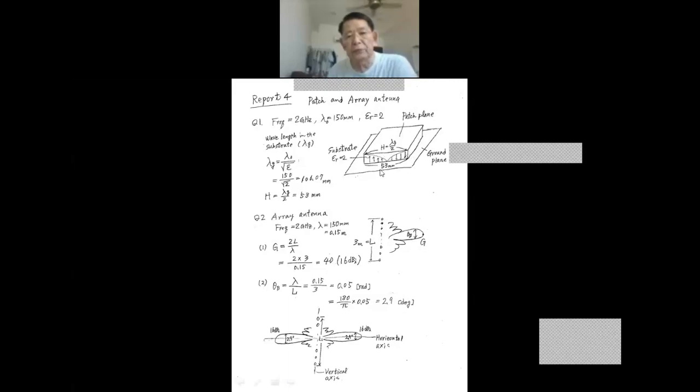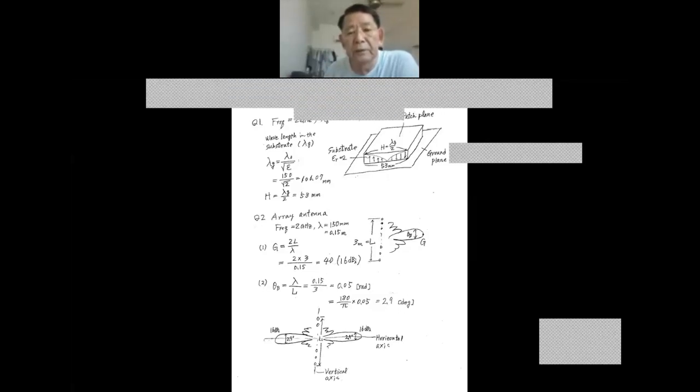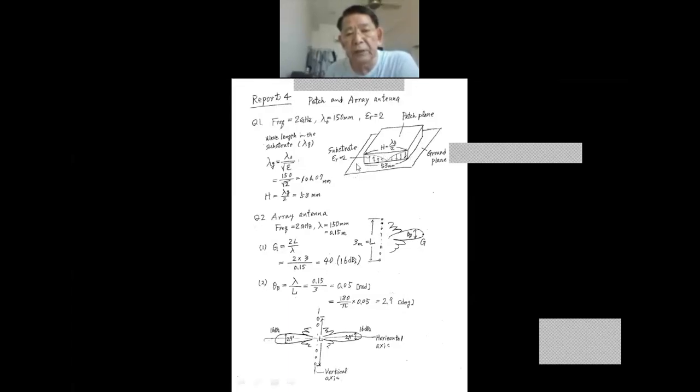The patch antenna should be 53 millimeter. This is a fundamental value. However, practically, if we use this size in the simulation, a little bit of modification will be needed. And the 50 ohm feed point is around here, not the edge, not the center. Between the edge and the center, you put the feed point, then you can obtain 50 ohm input ratio.